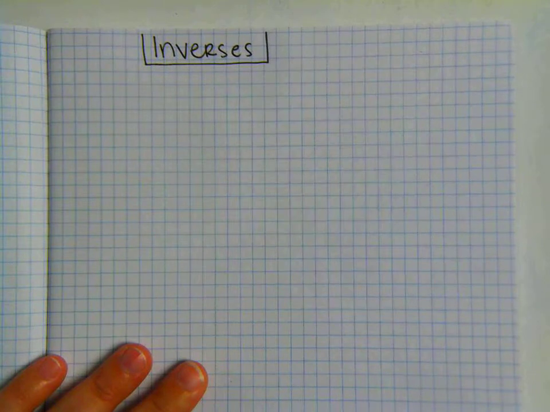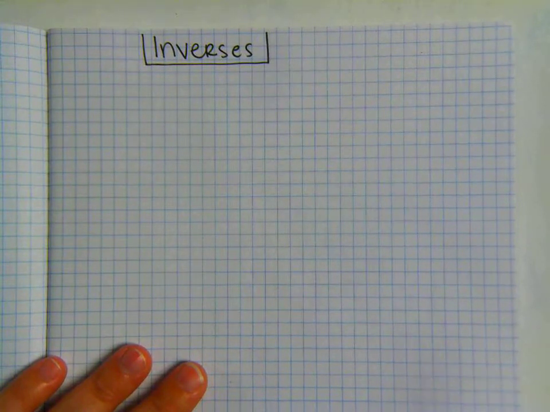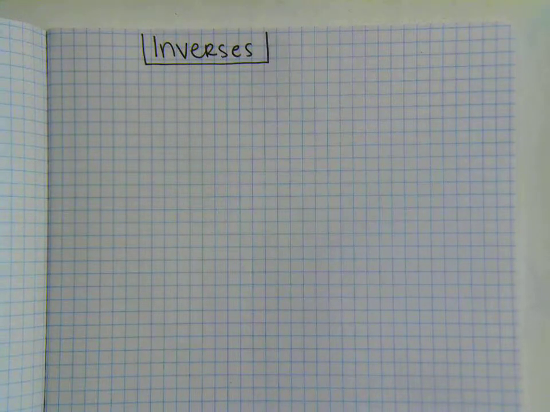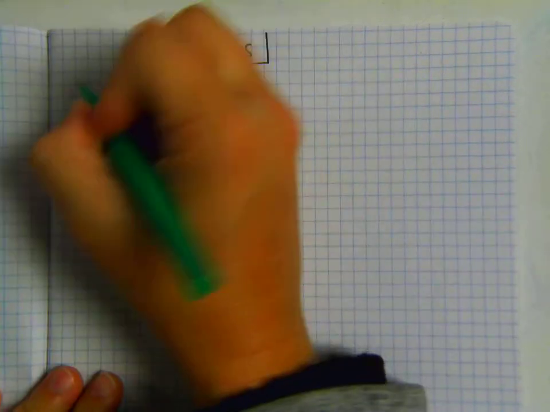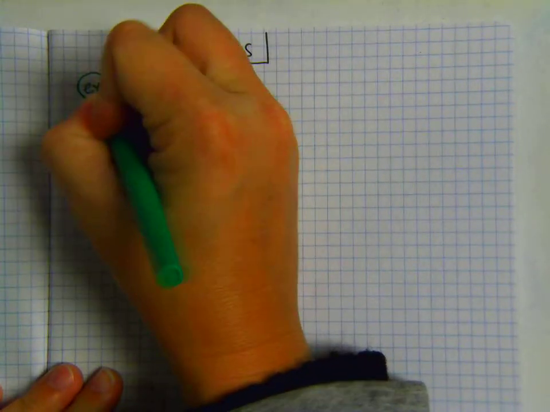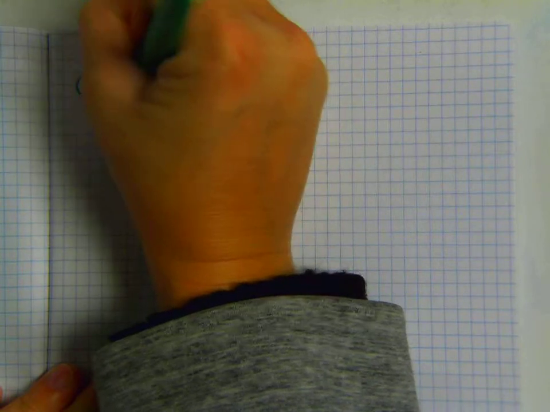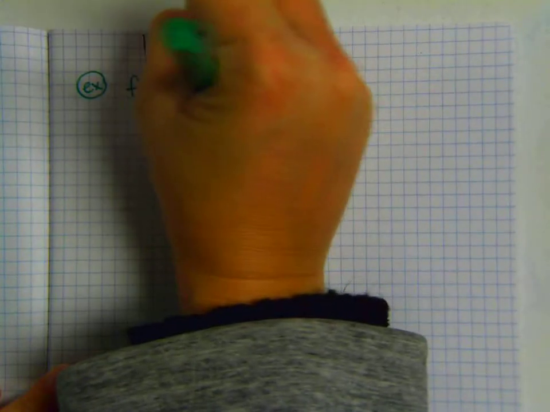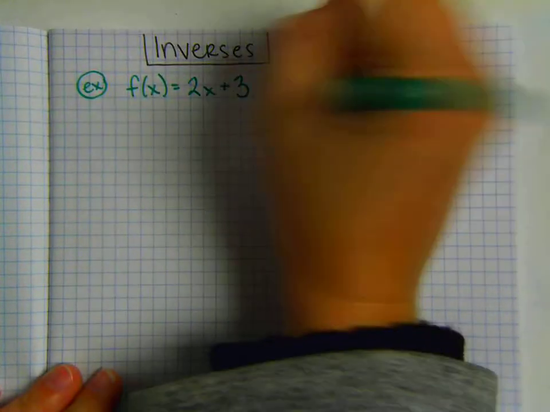This is on page 62. So, inverses. Let's say we're given the function f of x equals 2x plus 3, and it says find the inverse.